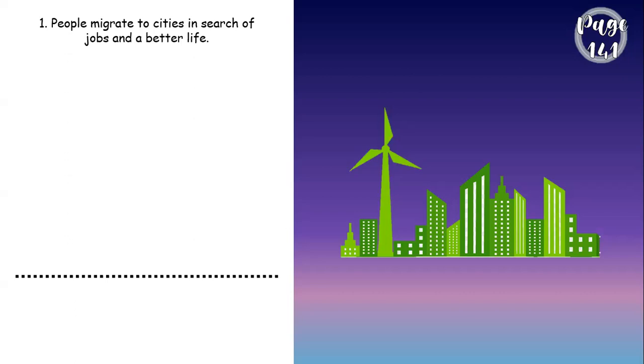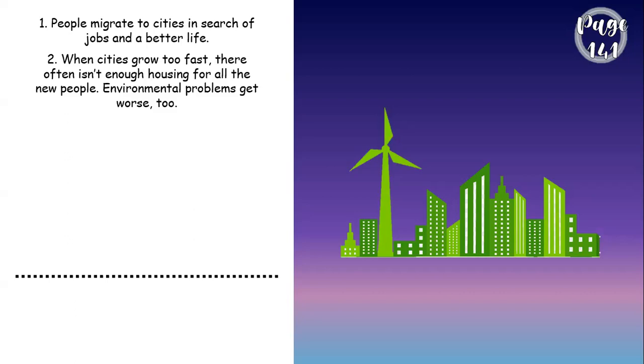Number two, what happens when big cities grow too fast? Well, when they grow too fast, there often isn't enough housing, and they end up with environmental problems. Right? So that is what happens when they grow too fast. Too many people arrive in that city and there is not enough housing. They need more buildings, more apartments, okay? And the environment suffers.